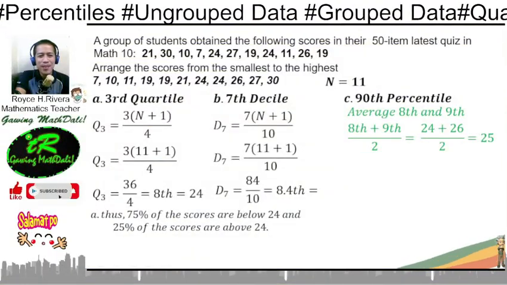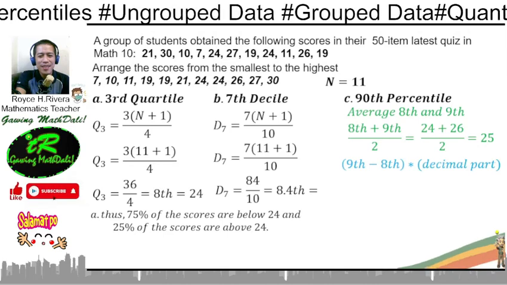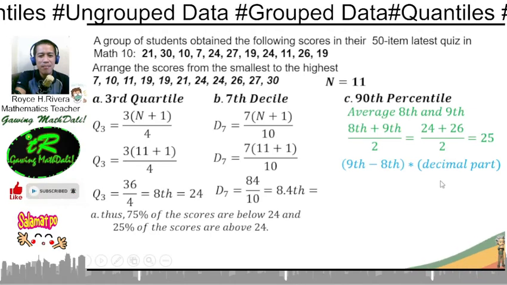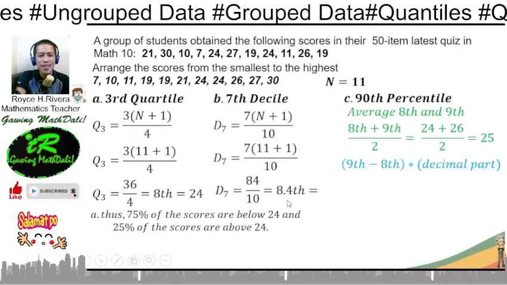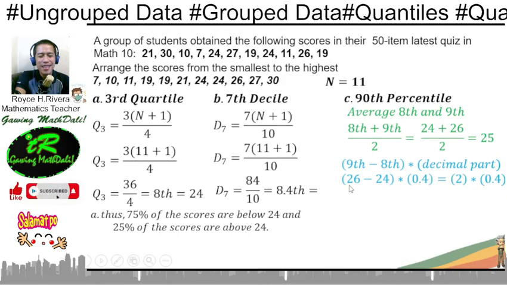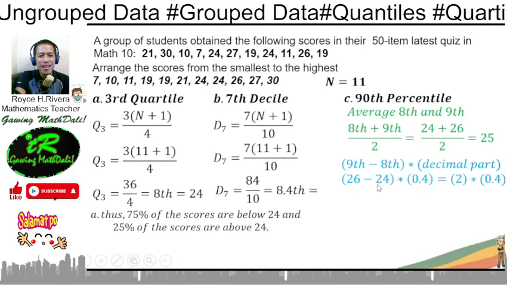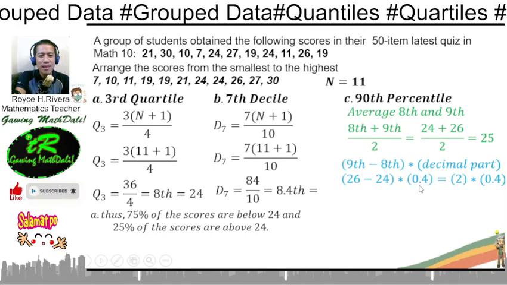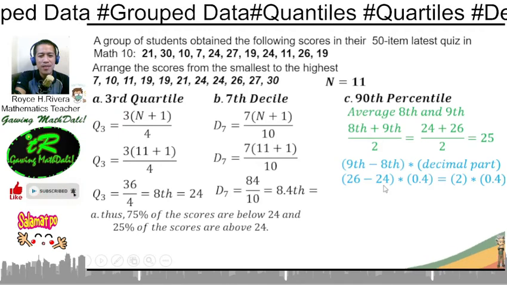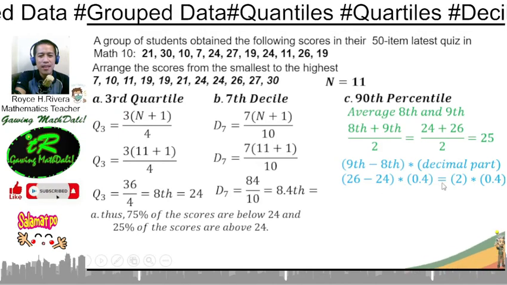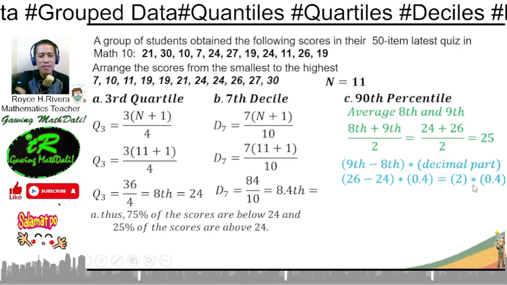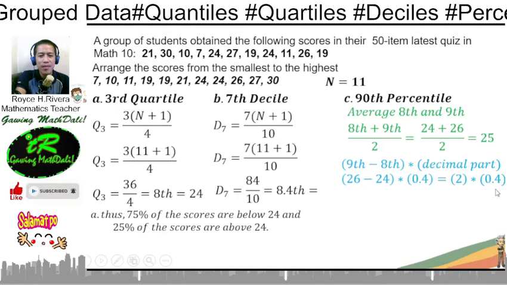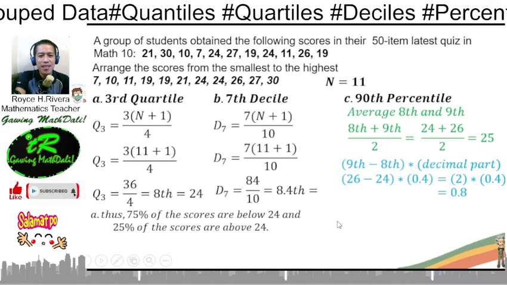Ito ang pangalawang proseso. We need to get the difference of the 8th and 9th data times the decimal part of the computed position. The 9th data is 26. The 8th data is 24. We get the difference times the decimal part of the computed position. So we have the difference that is equal to 2 times the decimal part of 8.4. That is 0.4. We have 0.8.